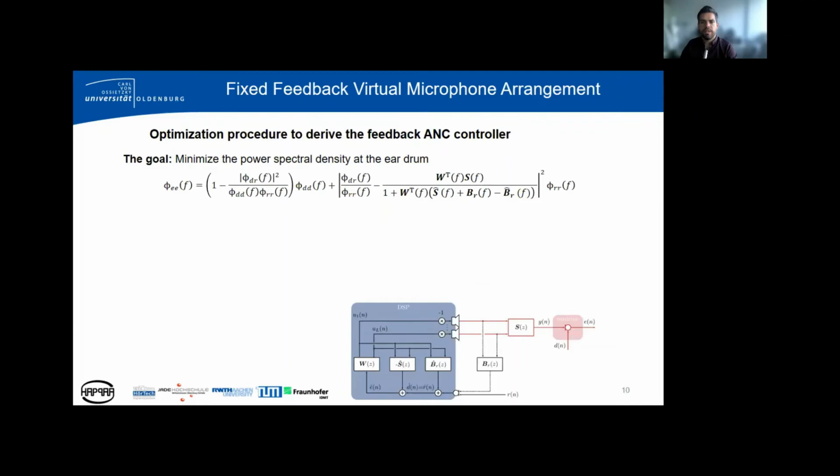Aiming at deriving the feedback ANC controller W, we formulate the PSD of the sound pressure at the eardrum in terms of the signals and systems seen in the previous slide. In the equation, the left-hand addend determines the minimum achievable PSD at the eardrum, which is 0 when the magnitude squared coherence between D and R is equal to 1. The right-hand side addend defines the scope of optimization of the controller W. Here, the controller W and the estimated and real acoustic paths B sub R and S build a transfer function that should approximate the microphone to eardrum acoustic path phi sub dr divided by phi rr.